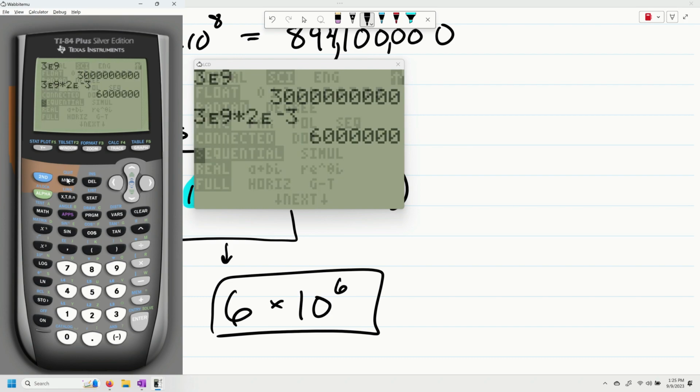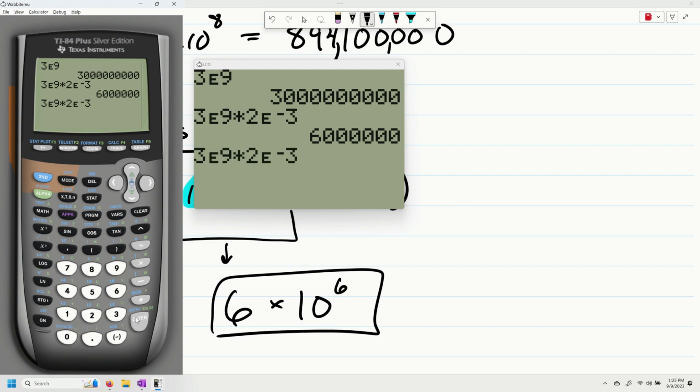So if I go back to my original problem, 3 times 10 to the 9th times 2 times 10 to the negative 3, watch what happens. 6 e to the 6th, which is exactly what we have written here on the board. So the only thing you got to be aware of is just what mode your calculator is in, because if it's in scientific notation, it will always do scientific notation. So if you don't want that, put it in normal and just convert. And that's going to be it for this video. It's a nice short one, so enjoy.